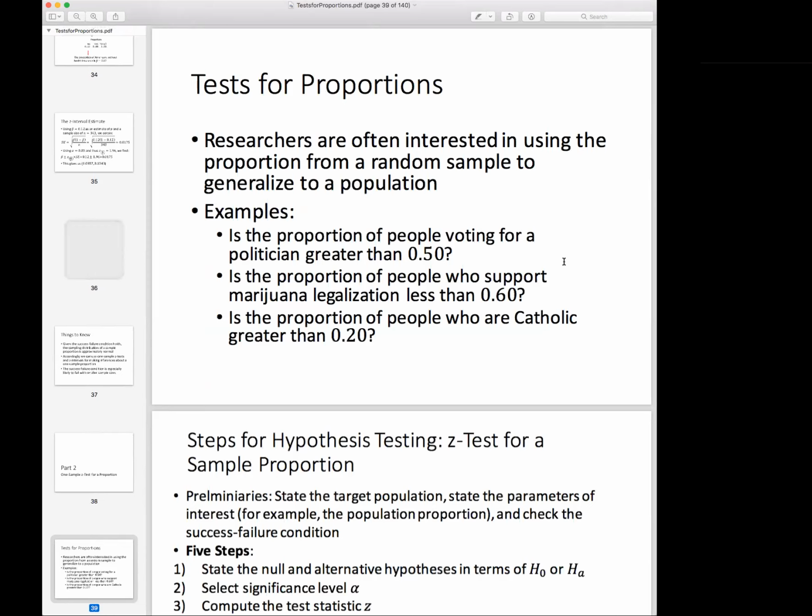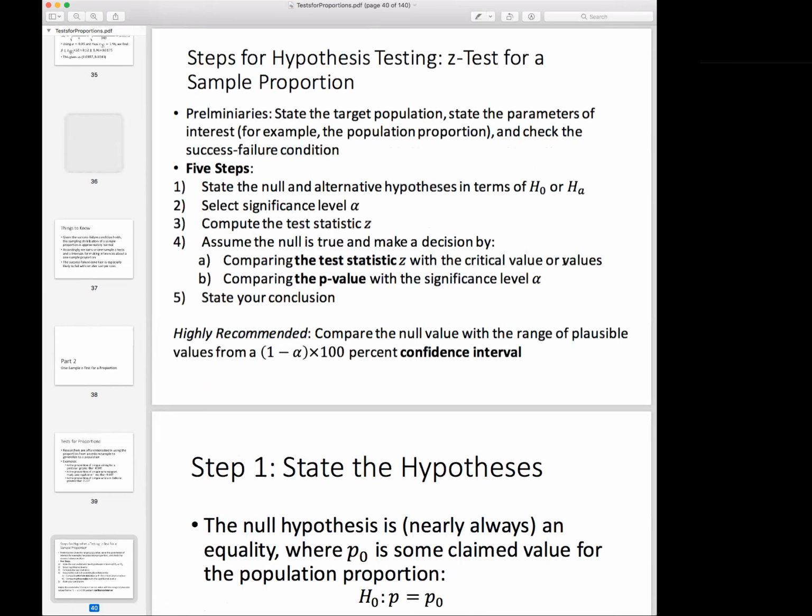So an example of this is we can look at the proportion of people voting for a politician, we're curious if it's greater than 0.5, 50%, or we can look at the proportion of people who support marijuana legislation, and we're wondering if it's less than 60%. So in order to do this, it's going to be the same steps to find our hypothesis test as we had in the previous example.